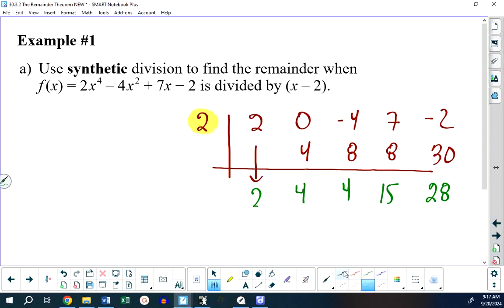Double check. I always double check synthetic division. They're just numbers. There's no real algebra here, but you want to make sure. 2 times 2 is 4, add, you get 4. 2 times 4 is 8, add, you get 4. 2 times that 4 is 8, add, you get 15. 2 times 15 is 30, added to negative 2 is 28. We're okay with that. All question A asked is, what's the remainder? The remainder when you do this division is 28.